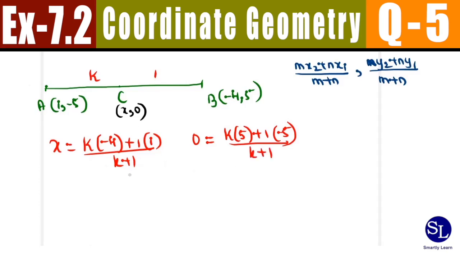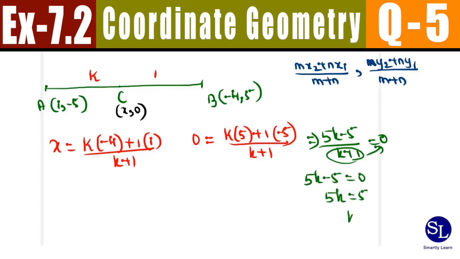If I try to solve here, I will not be able to solve because there are two variables, x and k. So we will opt to solve from here. This is going to be (5k minus 5) by (k plus 1) is equal to 0. If I take it to the other side, 5k minus 5 is simply 0. So 5k is equal to 5, which is k is equal to 1. It seems that C is going to be a midpoint. So we have found the ratio. Let's write the ratio. Ratio is 1 is to 1.